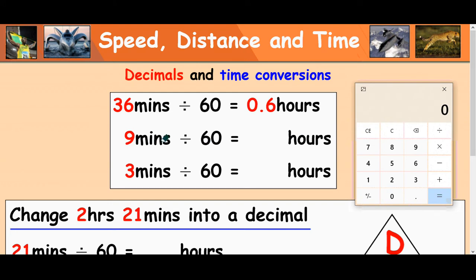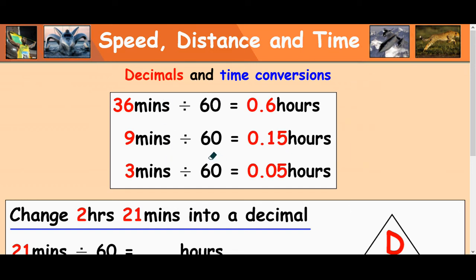Second one, 9 divided by 60. You can try it. 9 divided by 60, 0.15. And finally, 3 divided by 60, 0.05. So not too hard, just remembering to divide the minutes by 60, because there's 60 minutes in an hour.